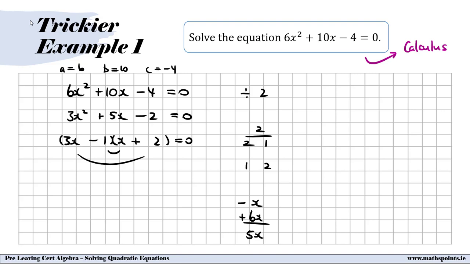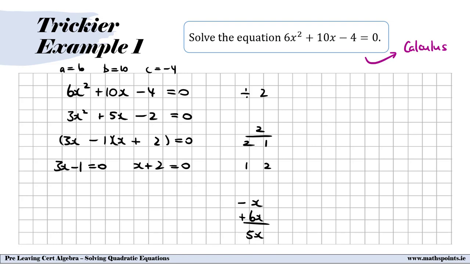Just to double check everything one last time: 3x times x is 3x squared, which is good. Minus 1 times plus 2 is minus 2, which is good. And the product of the inner minus 1x added to the product of the outer 6x does indeed give me 5x. So the factorization here is correct. Once I have the two brackets multiplied by each other to give 0, I can say that 3x minus 1 is equal to 0 and x plus 2 equals 0. So I let each factor equal 0.